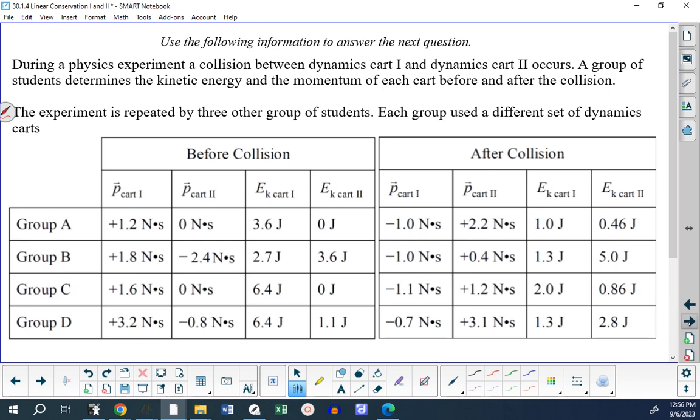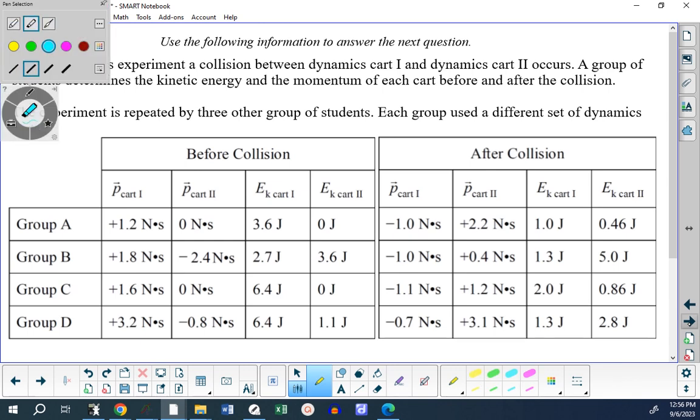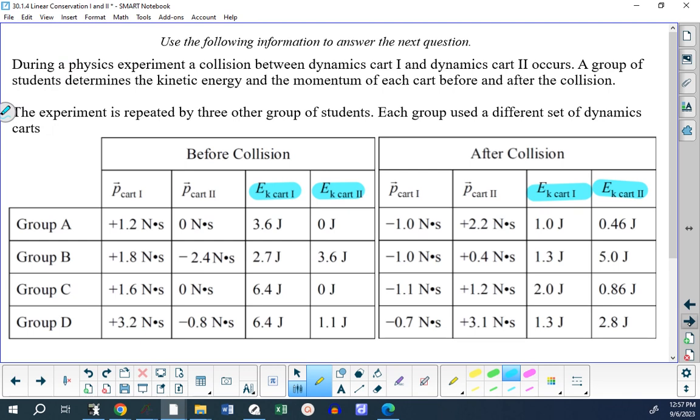You'll notice, I hope, everybody, that all of the kinetic energies in all of these trials, group A, B, C, D, they're all positive. That's because kinetic energy is a scalar and it will always be positive. You'll notice, however, that some of the momenta are negative because momentum is a vector. There's a lot in this question to unpack.